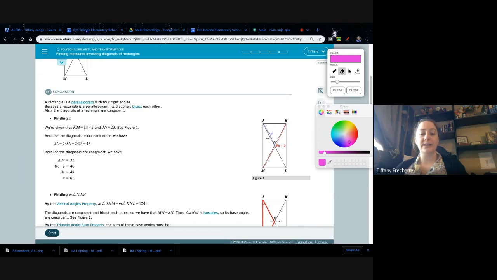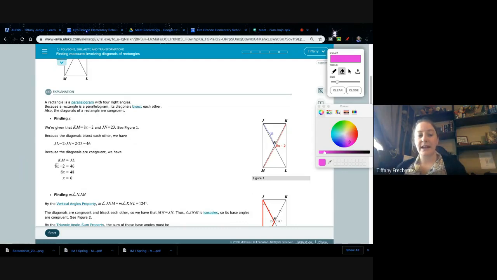Remember, we just said the diagonals are congruent. So we know that if this half is 23, then this half down here is 23, and L. So 23 plus 23 is 46, and they get 46 right here because they just did 23 times 2, which is the same thing as 23 plus 23. And we know if JL is 46, KM is also 46. Remember, the diagonals are congruent.